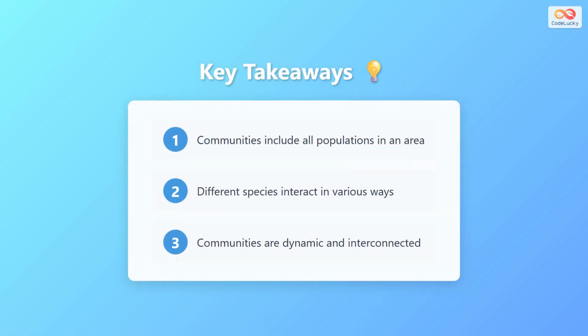Let's review the key points. First, communities include all populations in an area, not just one species. Second, different species within communities interact in various ways, from cooperation to competition. Third, communities are dynamic and interconnected, with each species playing a role in the overall ecosystem.